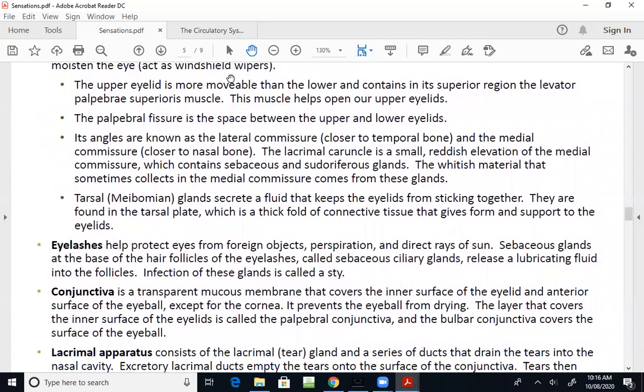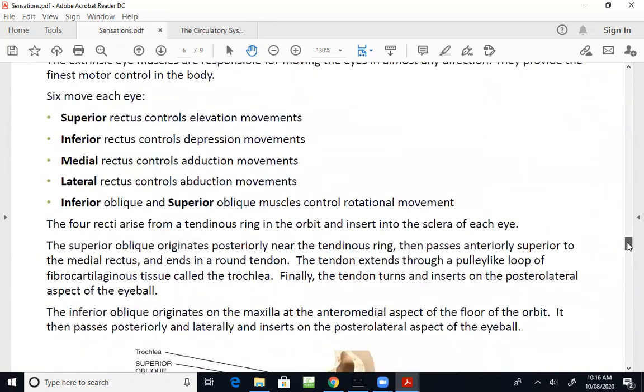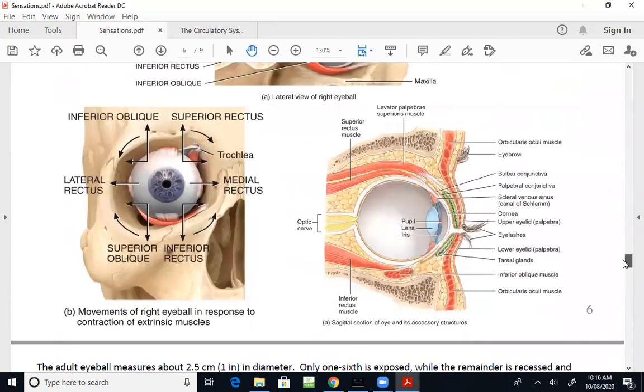Our upper eyelid is more movable than the lower, and it contains in its superior region what we call a levator palpebrae superioris muscle, which helps open our eyelids, or our upper eyelids, I should say. If I go to this next page, we've got a sagittal section. Here is that levator palpebrae superioris muscle.